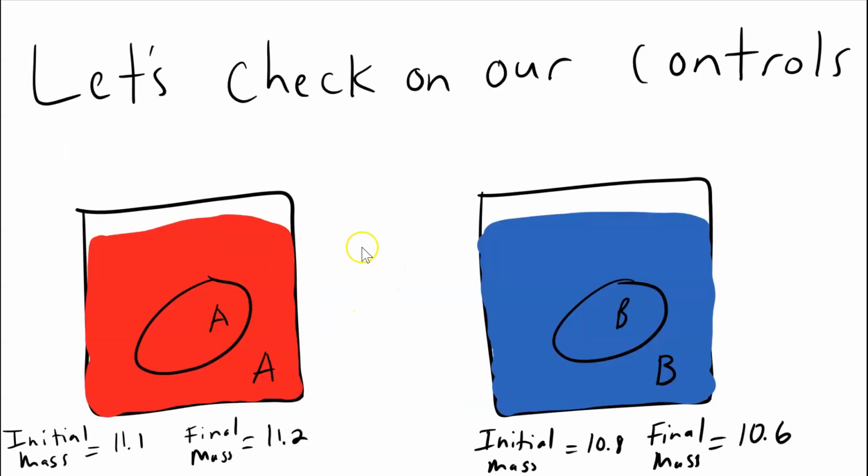Here's our control data. So in this experiment, initial mass 11.1, final 11.2. Initial for B cell in B solution, 10.8 is the initial, and the final is 10.6. Okay, so that's the end of this virtual lab.